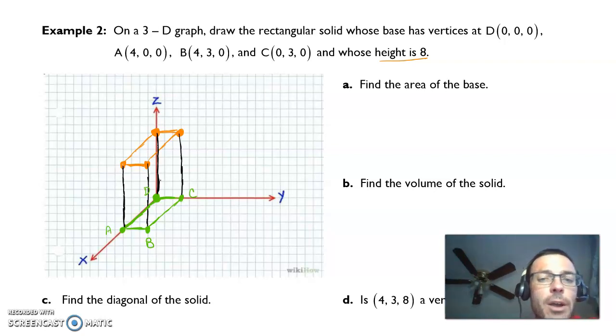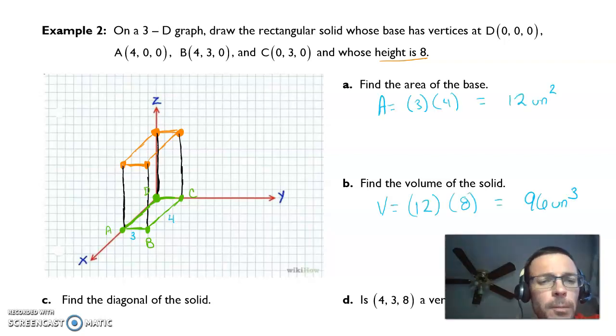With that said, hopefully we're able to use some of our knowledge from previously to find the area and volume of that solid. Go ahead and press pause to try those. So the rectangle is the base in this case, and that's 3 times 4 because we've gone 4 units in the x direction, 3 units in the y direction, at 12 square units, and then it has a height of 8. Area of the base times height is 96 units cubed.